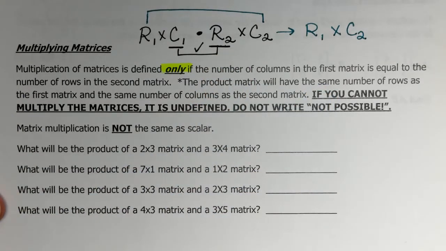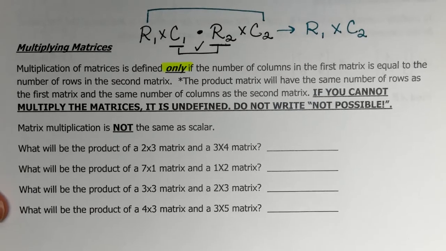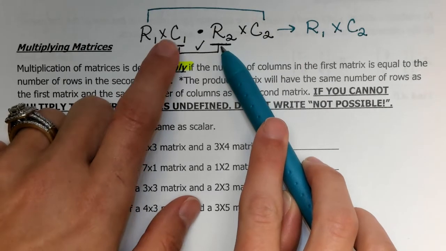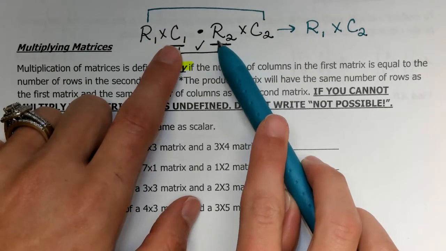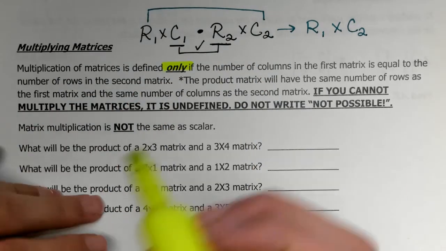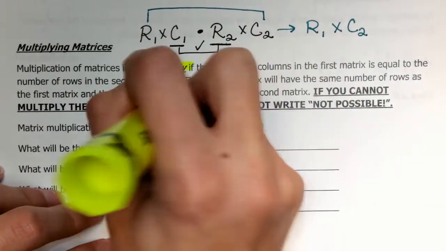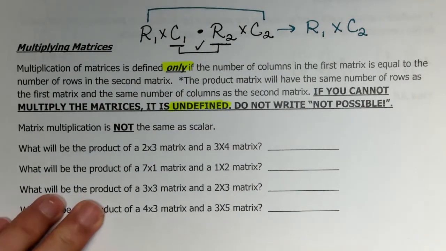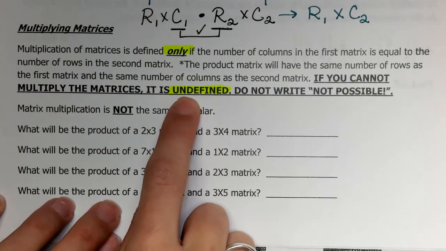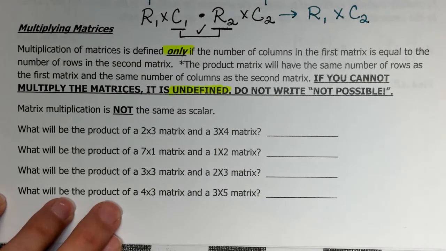Okay? If you multiply the matrices and your dimensions are not the same, so the number of columns in the first matrix and the number of rows in the second matrix are not the same, it's undefined. With addition and subtraction, we say it's not possible. With multiplication, we say it's undefined. If you write "not possible," like if you flip-flop those, yes, you're losing credit. So multiplication is undefined. Make sure you know the difference.